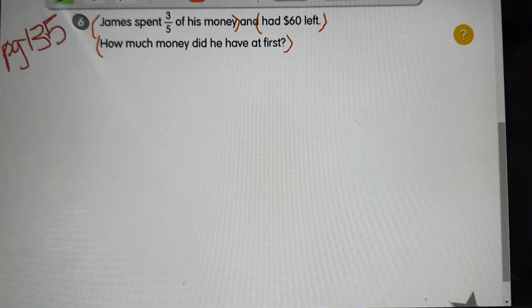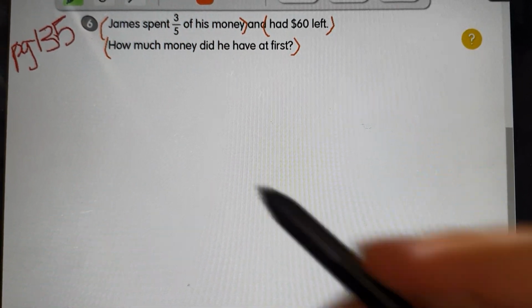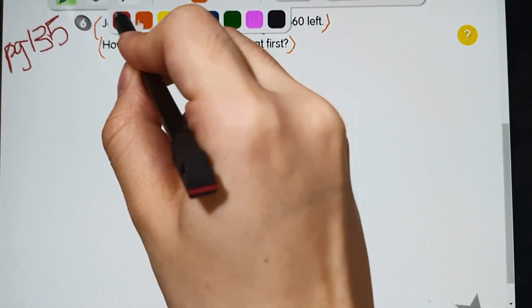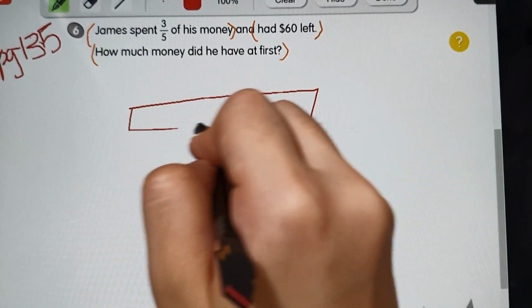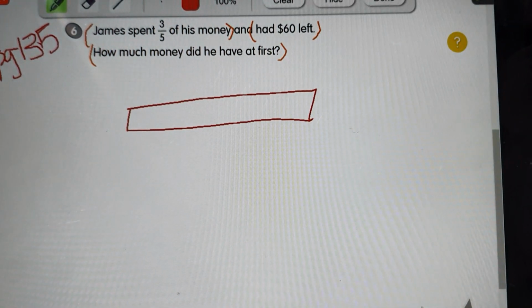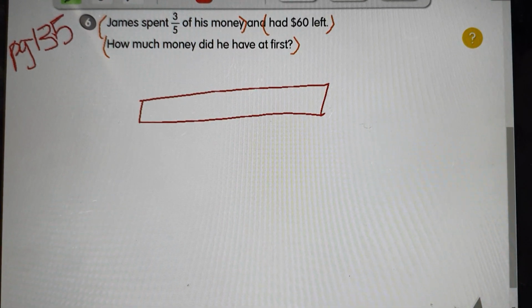So he spent 3/5 of his money. How can you present this as a model? You will first draw a long bar that looks like this. So in your model, how many parts are you going to cut it into? Are you going to cut it into 3 parts or 5 parts?